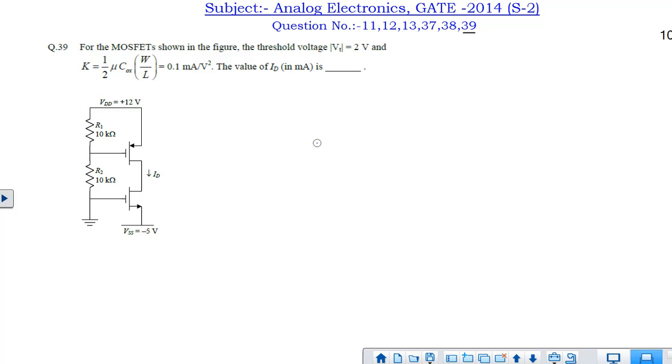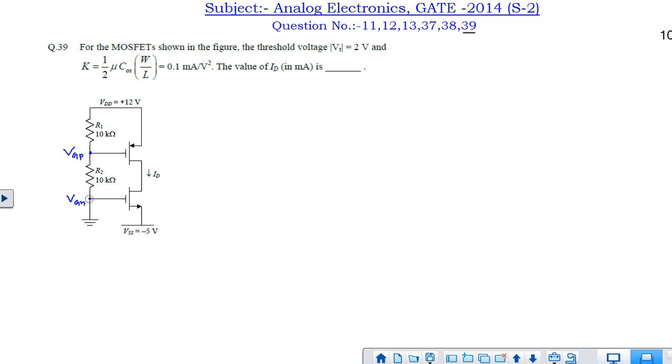The next question is question number 39. In this question, one NMOS transistor and one PMOS transistor are in series, basically a CMOS circuit, and it is biased with two resistors, R1 and R2, which have equal value 10K. The K value for both transistors is the same, and the magnitude of the threshold voltage for both transistors is also given to be 2 volt. We have to find out the ID current, that is the drain current for this circuit.